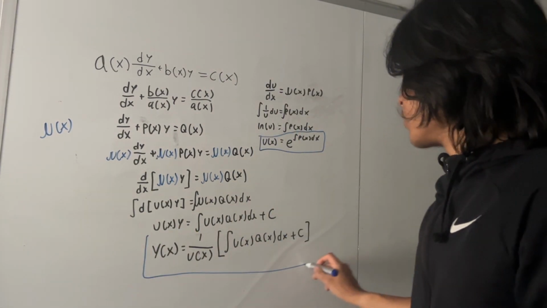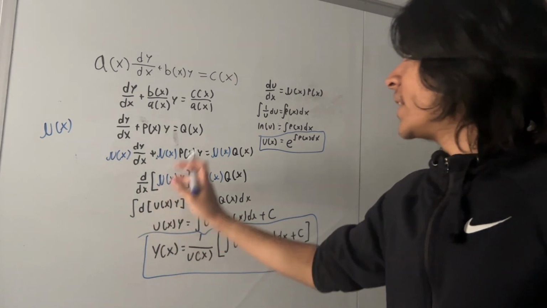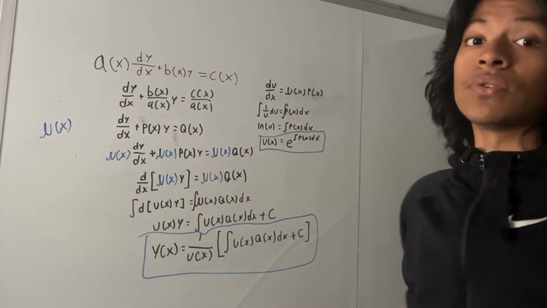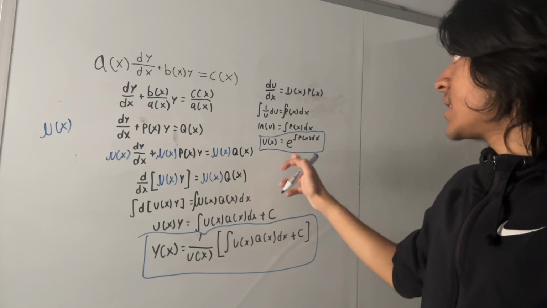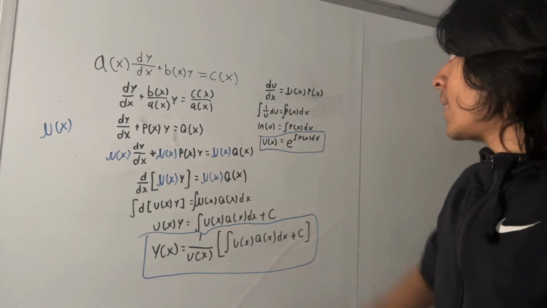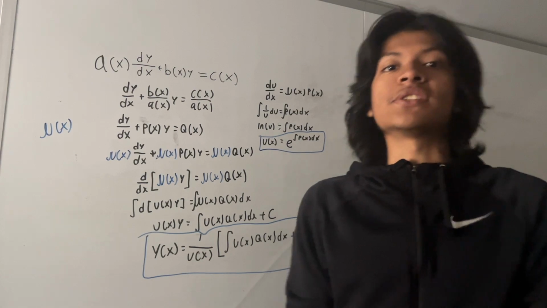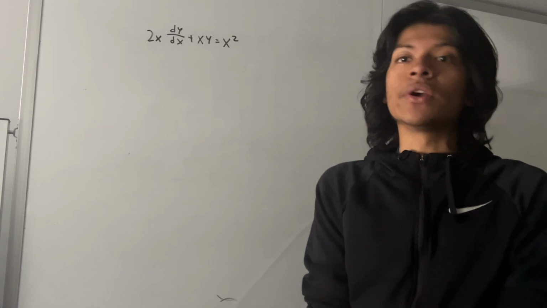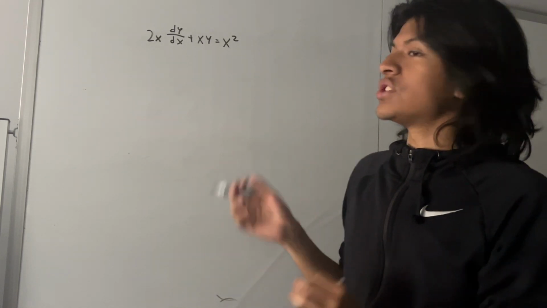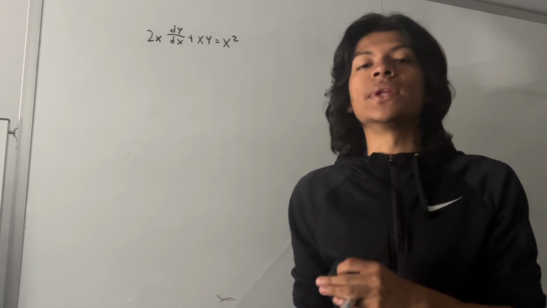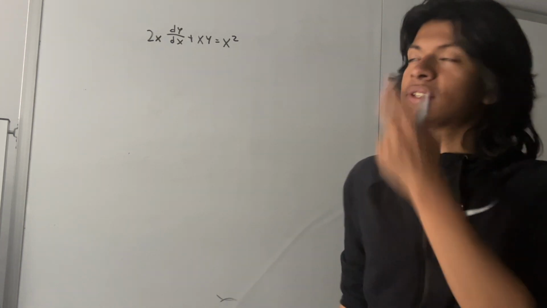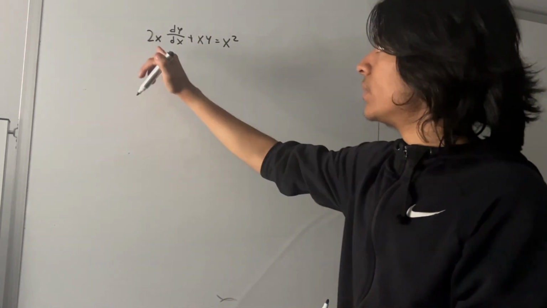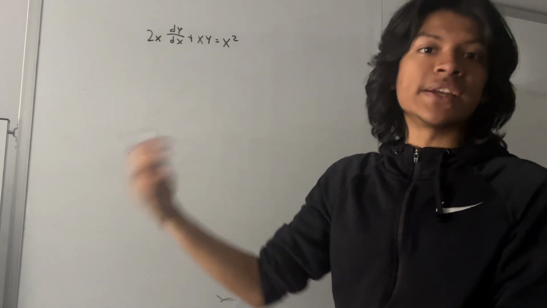So here we have the general solution for y of x when you're given a first order linear differential equation, where u of x has to be this right here. And we could just get into some practice problems right now. So here we have a first order linear differential equation, and we're just going to solve it in the same way that we did when we did the derivation. So again, we need to get dy dx on its own, and the way we do that is by dividing everything by 2x.